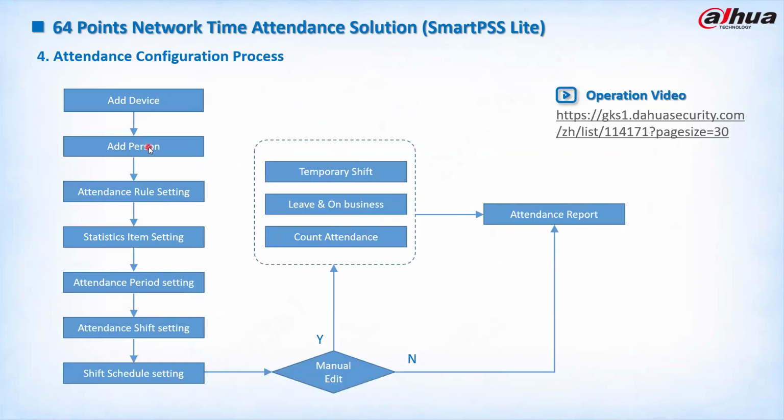Then add the persons. From the persons, create the attendance rules. From the attendance rules, create your statistic item settings, then set up the attendance period settings, followed by the shift settings and the shift schedule settings. Then once that is done, you can either manually edit or proceed from that point to the attendance report. Once this is fully operational and you want to generate the report, you can decide to manually edit those reports or auto-generate them. That is by doing the calculation, which brings you the report for you to extract.